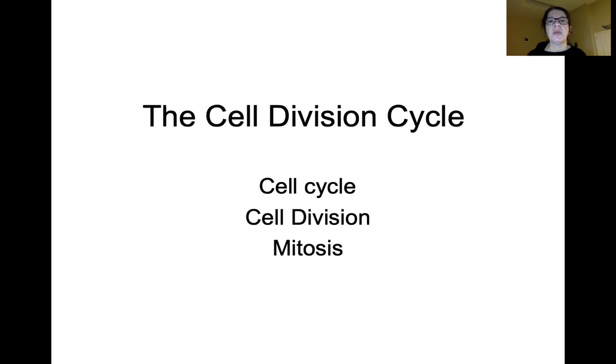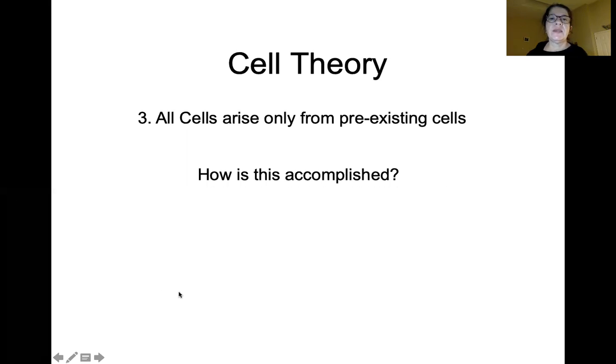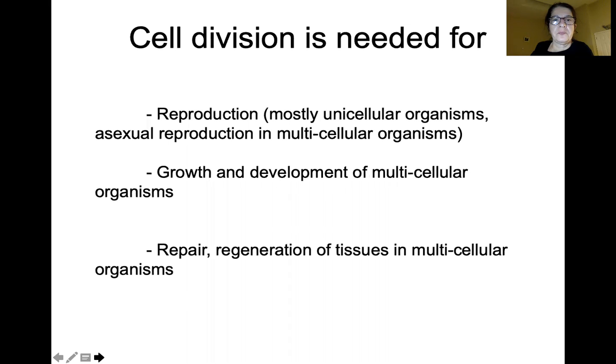And today we're going to start talking about the cell division cycle, cell division, mitosis. So, one of the tenets of cell theory is that all cells arise only from pre-existing cells. So, how is that possible? How is that accomplished? Well, it is accomplished through cell division.